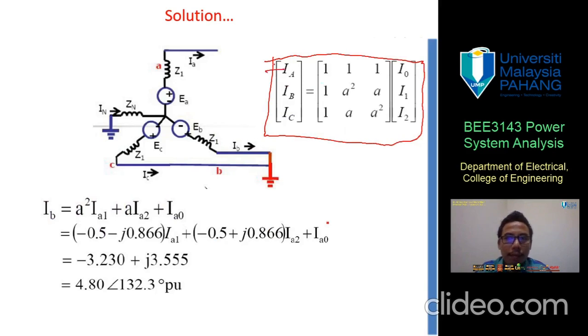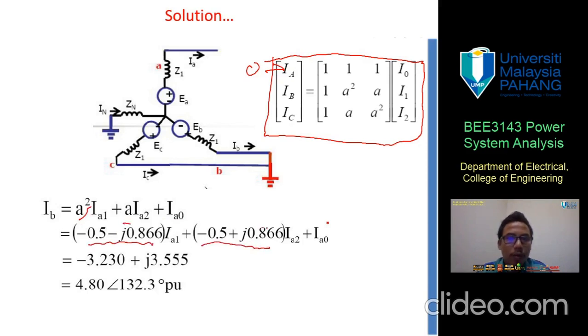So this time where IA equals 0, we solve all these things. And then for IB, don't panic. It's just the multiplication from this matrix: IB equals A2 IA1 plus A IA2 plus IA0. Then we simply put A2 equal to this value and A equal to this value.